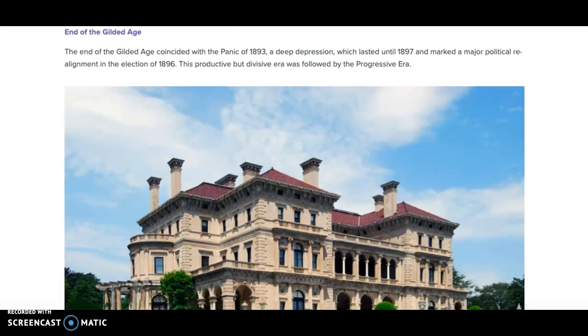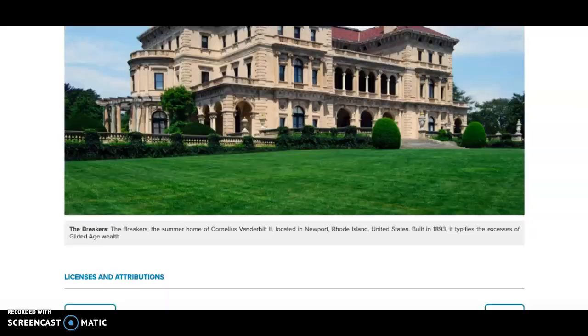The end of the Gilded Age. The end of the Gilded Age coincided with the Panic of 1893, a deep depression which lasted until 1897 and marked a major political realignment in the election of 1896. This productive but divisive era was followed by the Progressive Era.